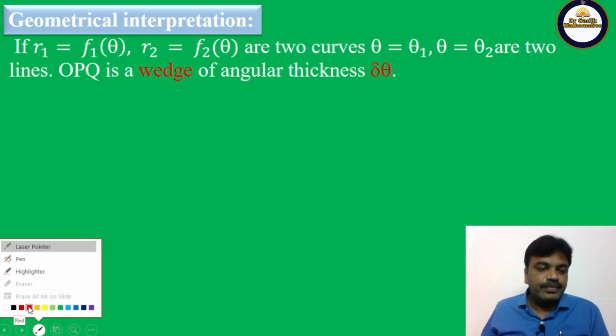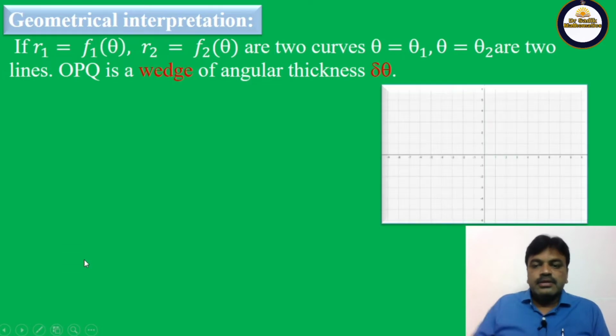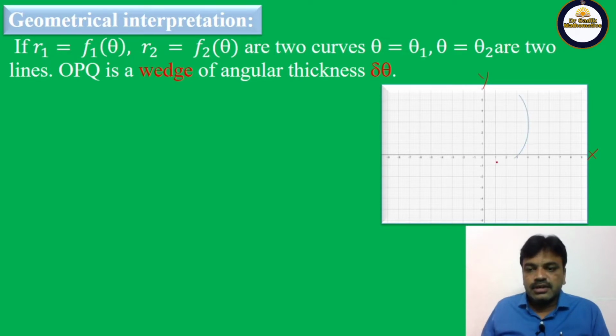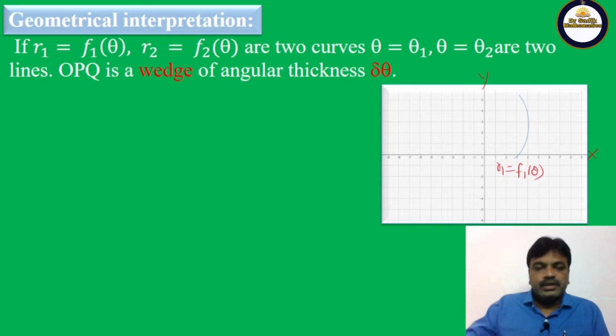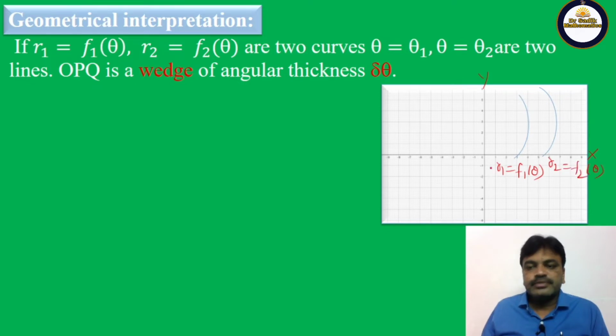Geometrically, say this is the x axis and this is the y axis. Now first I want to draw r1 equal to f1 of theta. Say this is r1 equal to f1 of theta, and then r2 equal to f2 of theta. Say this is r2 equal to f2 of theta.